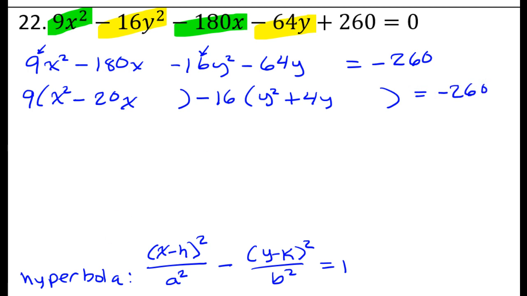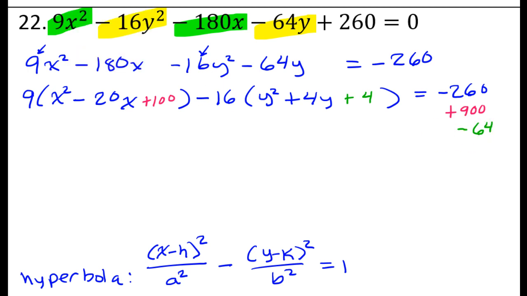Now it's time to complete the square. Half the middle squared. Half of this is negative 10. Negative 10 squared is 100. But this is really 9 times 100, so I'm going to have to add 900 to the other side. Half of this is 2. 2 squared is 4. But this is really negative 16 times 4, which is negative 64. So I'm going to have to put that on the other side of the equation.